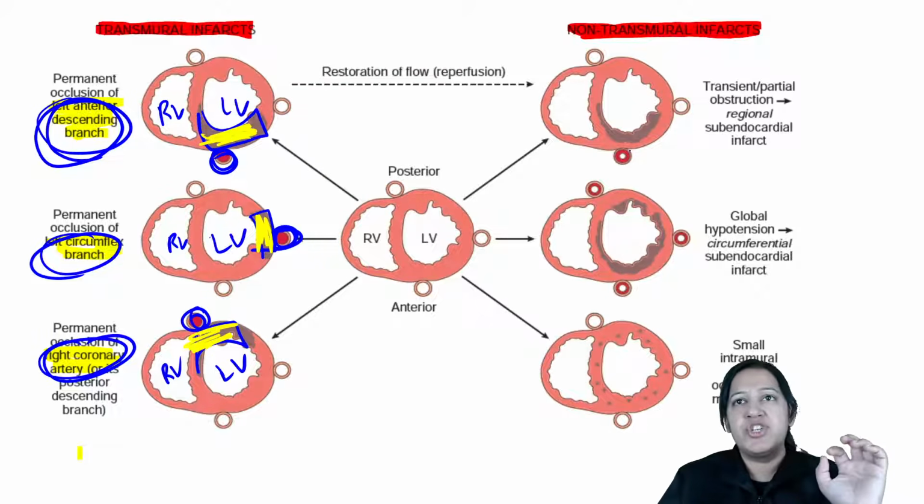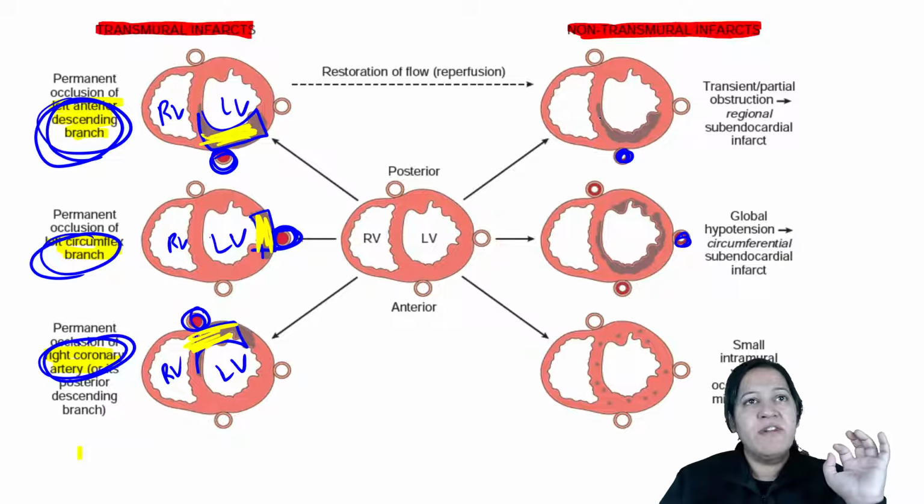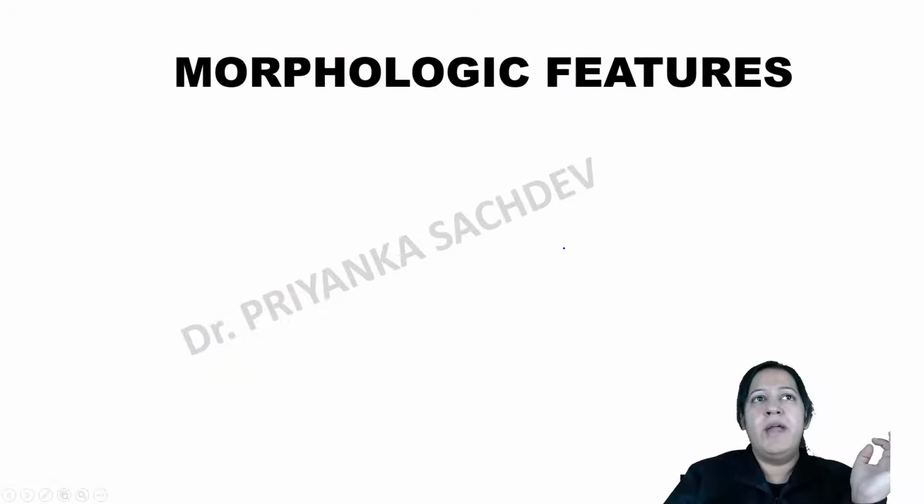If partial obstruction is taking place, in the anterior coronary, lateral coronary or posterior coronary, the infarct will be subendocardial. If it is complete, the infarct will be transmural. That is the thing. So let me move ahead.